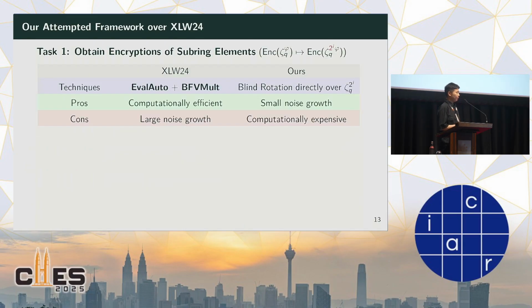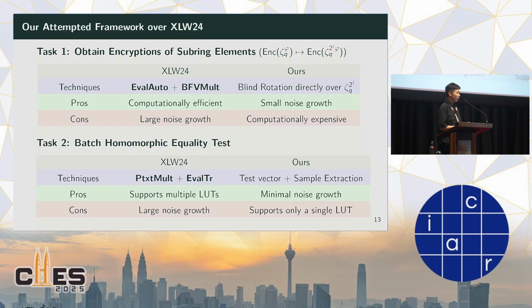Okay. So here's a brief summary of the differences of techniques. Our first task is to obtain encryptions of subring elements. We just use additional blind rotation. This gives us small noise growth, but it comes with much more computational cost. And the second task is batch homomorphic equality test. We just use new test vectors and sample extraction. This gives us minimal noise growth, but we can only support a single lookup table. This is because the test vector is initialized before the blind rotation.